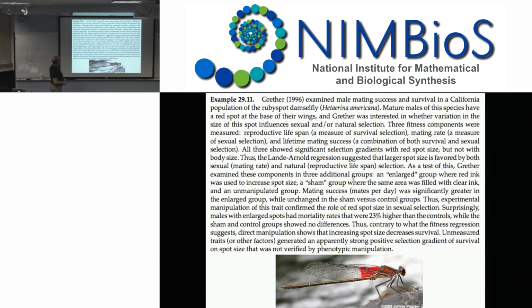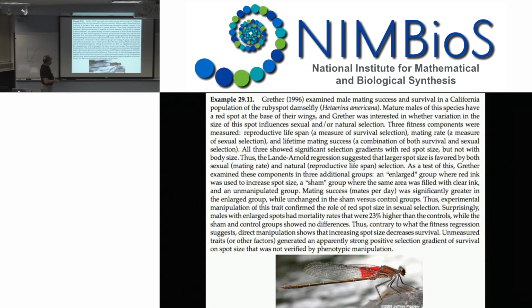All three of these showed significant gradients on red spot, but not on body size. So if you had a larger red spot, you basically had a longer reproductive lifespan, more lifetime mating success, and a higher mating rate, but body size didn't seem to play a factor. So to adjust for how important that was, they took individuals like this and used a red pen and expanded the size of the spot. They also, very cleverly, took a clear pen and marked the same area so they could test whether or not the pen by itself, independent of the color, changed things.